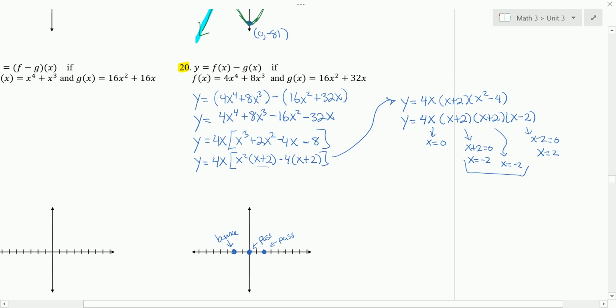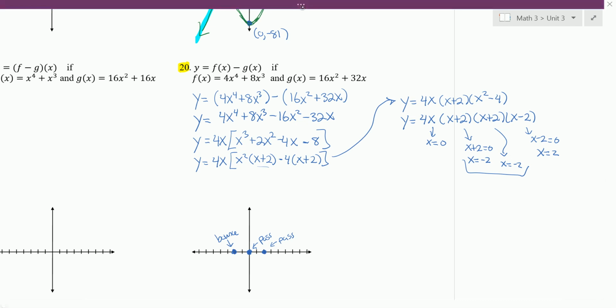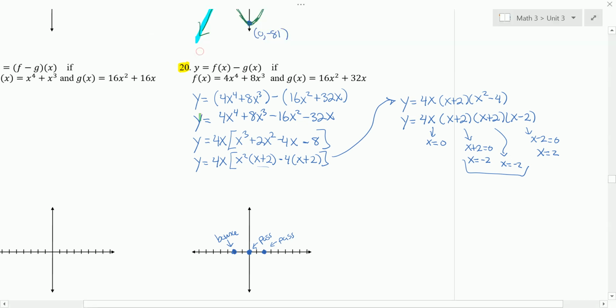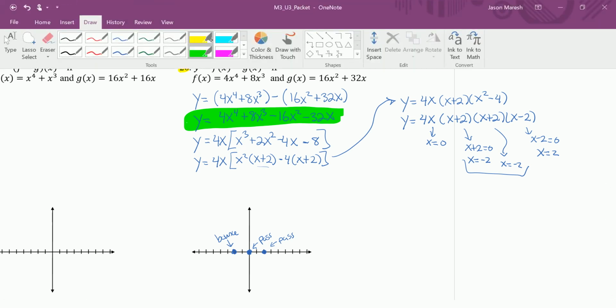We're not sure what's happening with the end behavior, so I'm going to take a look at our leading coefficient, which when it was in standard form, I'm going to highlight standard form here. You can just look back at that one, and we can see our leading coefficient is positive 4. So it's positive, which tells us the right end points up.